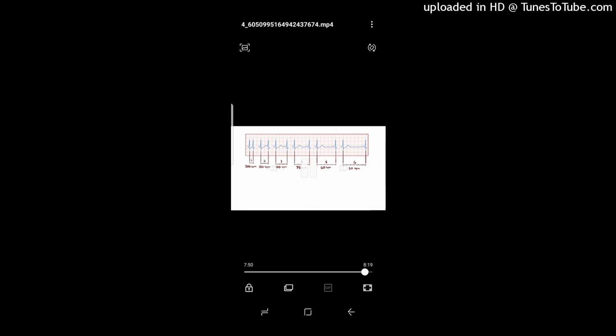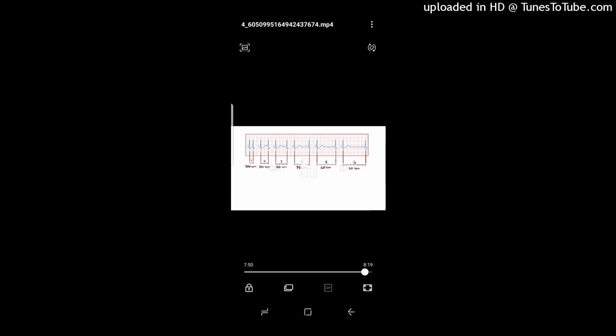Each small box represents 0.04 seconds, and each big box is 5 small boxes. So each big box is 0.2 seconds. So to calculate the heart rate, you can count the number of small boxes between R waves, since R waves are tall and pointy and easy to see on lead 2 of an ECG strip. You can find an R wave that has a peak that falls at the beginning of a box, and then count up how many boxes until the same point on the next R wave.